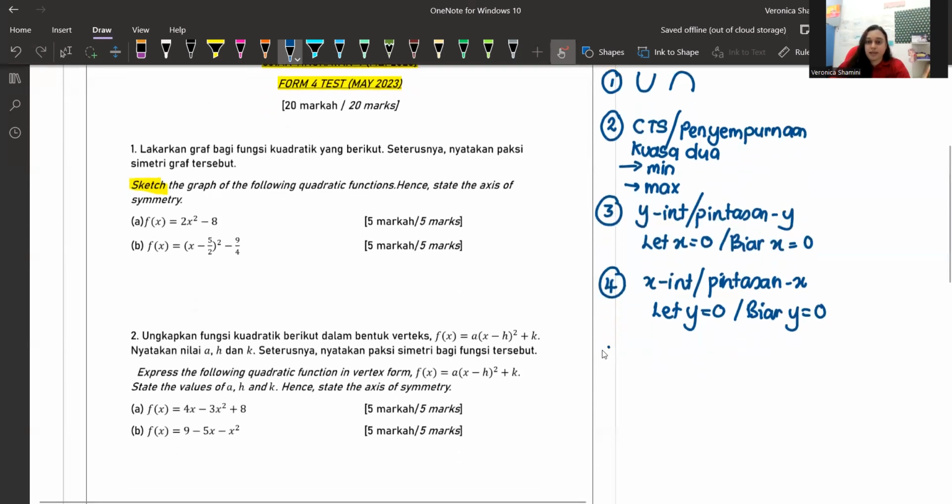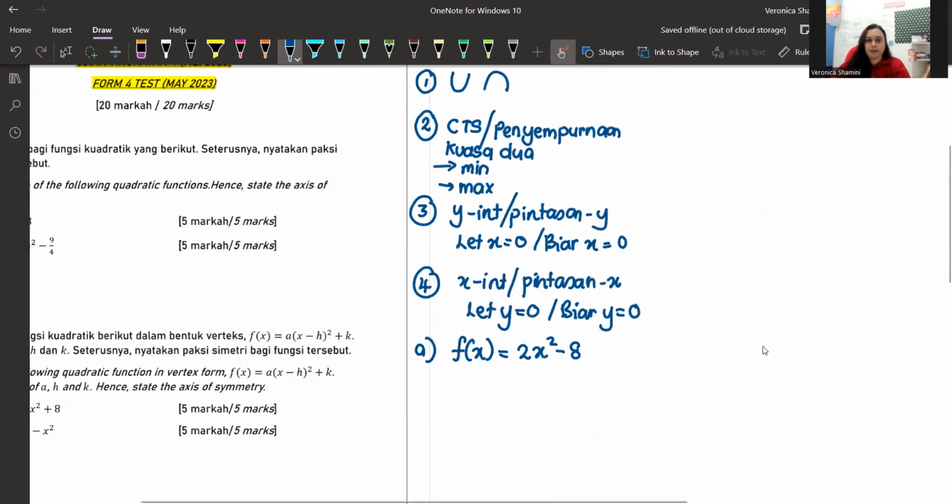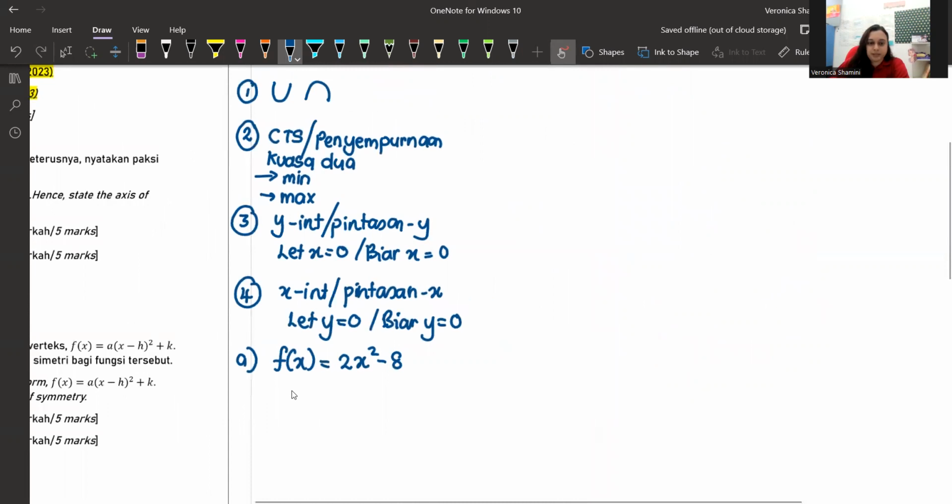Okay, now let's do for A. A, fx sama dengan 2x square minus 8. Okay, we do one by one. Step 1, what is the value of A here? This is positive, isn't it? Nilai A is positive. So positive means this is graph senyum, smiling graph. Okay, step 1 done. Step 2. This step now teacher is showing in detail, but in the exam, no need to write the steps. Just do the working only.